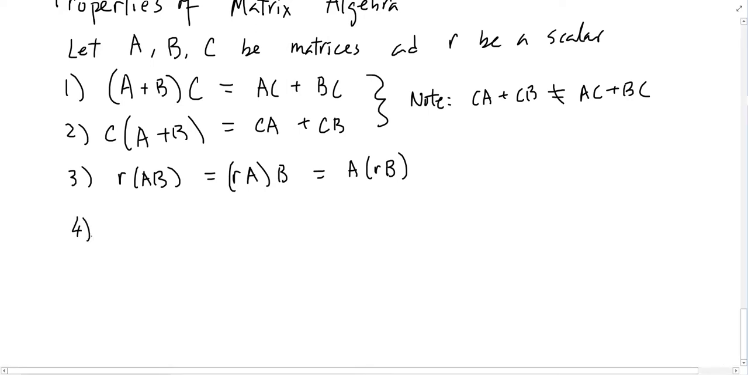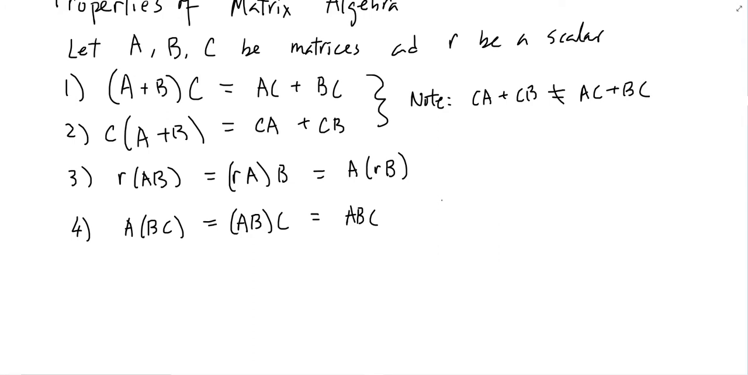3. A times BC would actually equal AB times C, which also can just simply be written without any of the parentheses. That is the associative property for matrix multiplication, which means that if you can actually define three matrices multiplied together with their dimension properly defined, then you can multiply any two of them first, then the third one.